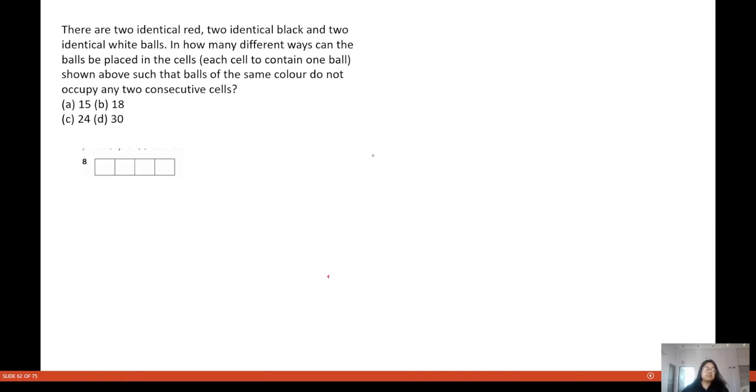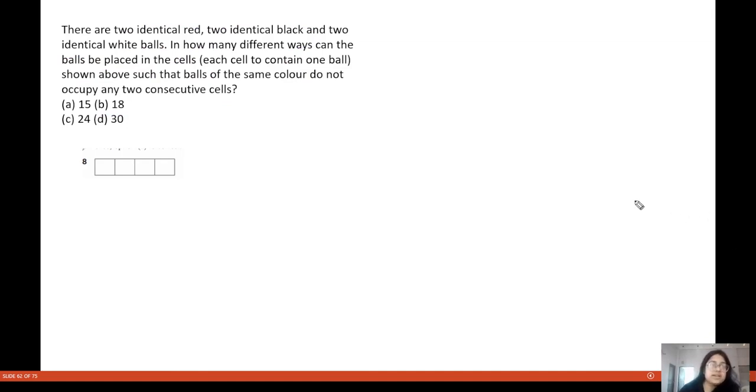Fine. Now let us do one more question here. It is saying there are two identical red, two identical black, and two identical white balls. In how many different ways can the balls be placed in the cells, each cell to contain one ball, such that balls of the same color do not occupy any two consecutive cells?